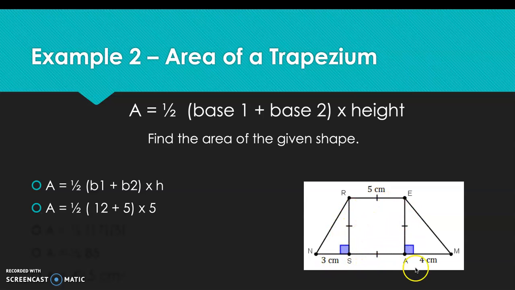So 3 plus 5 plus 7. 3 plus 5 plus 4. 3 plus 5 is 8, and 8 plus 4 is 12. And then base 2 is 5 times 5 for the height, because again, of the square, the height is 5. Area equals 1/2 17 times 5. 17 times 5 is 85. Now it doesn't matter if you do the half first or the multiplication first, right? And 1/2 of 85 is 42.5 centimeters squared.